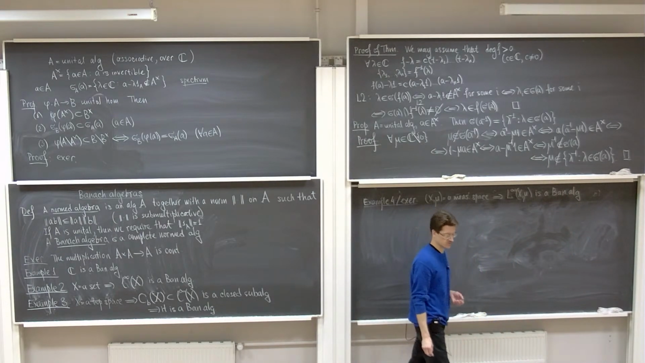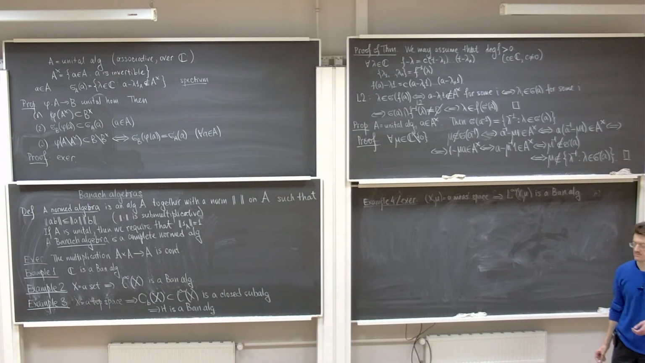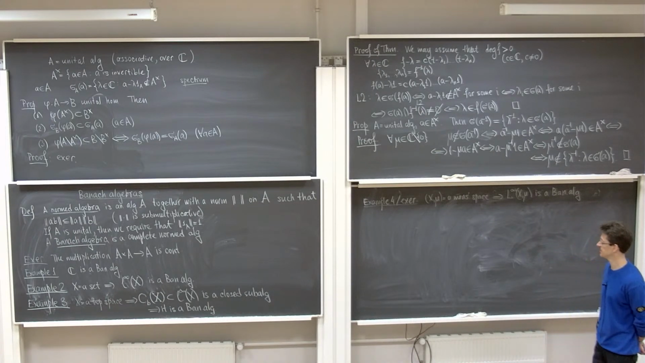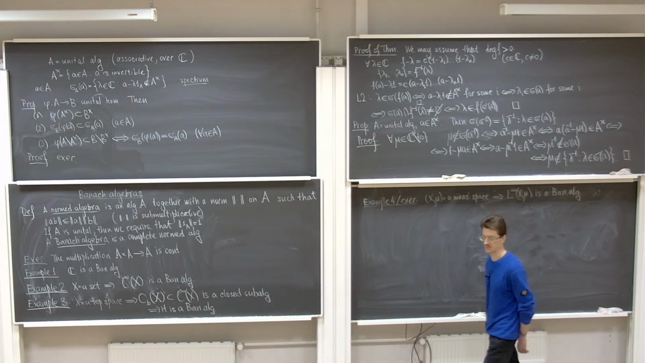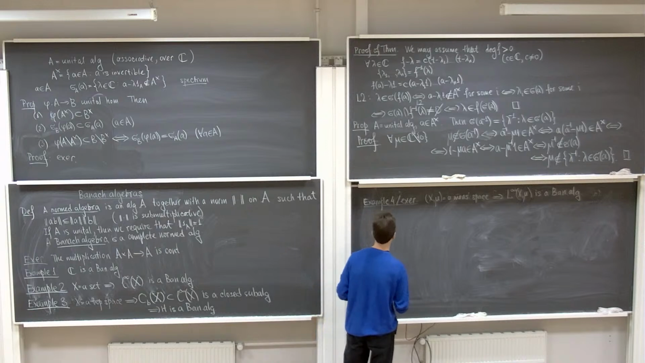Well, indeed, we already know that it is a Banach space under the essential supremum norm. Also clear it's an algebra under pointwise multiplication. And it's a very simple exercise to show that the essential supremum norm is also submultiplicative. So it's a Banach algebra.